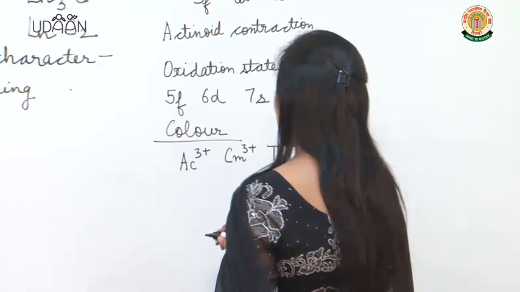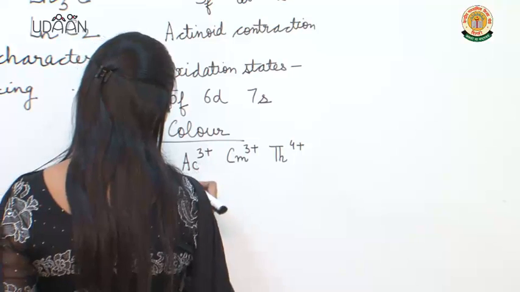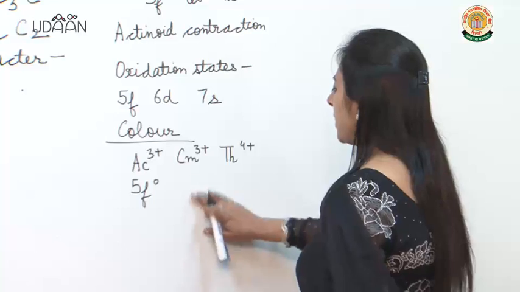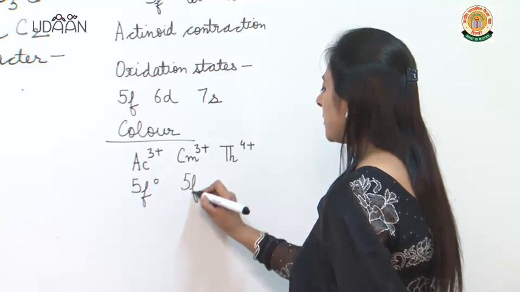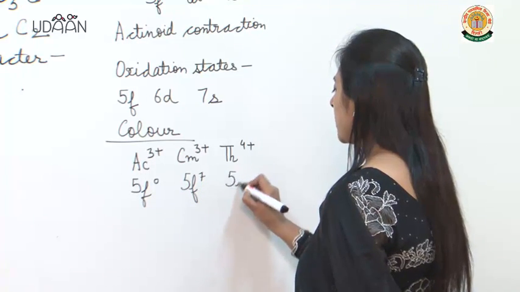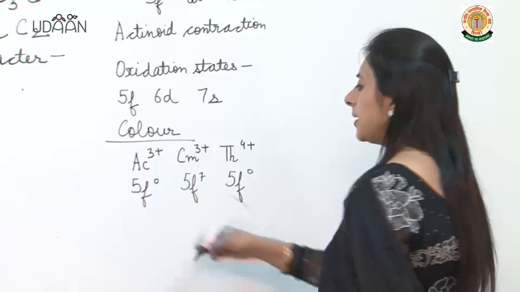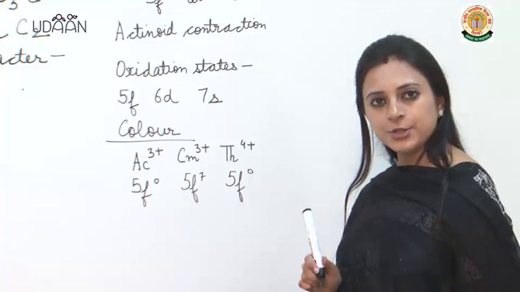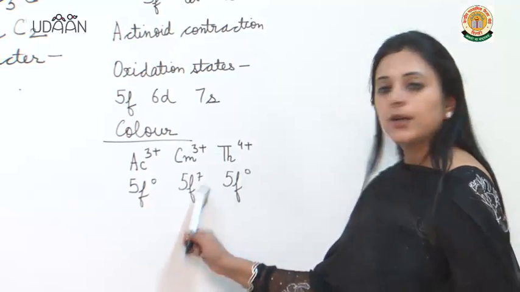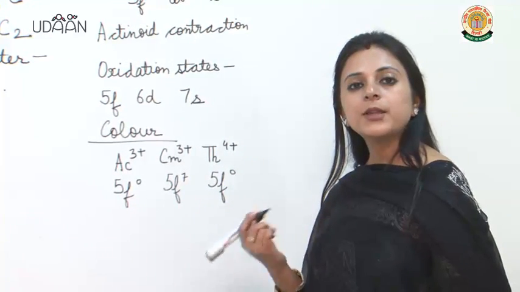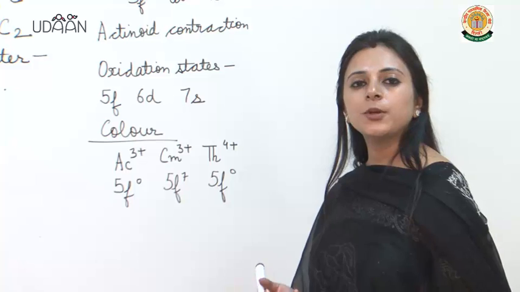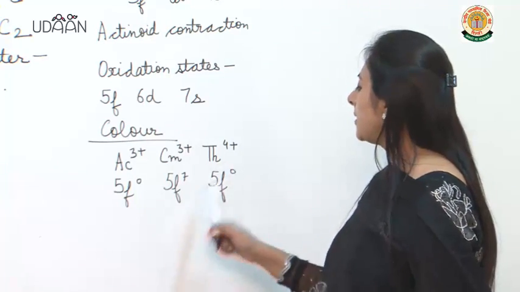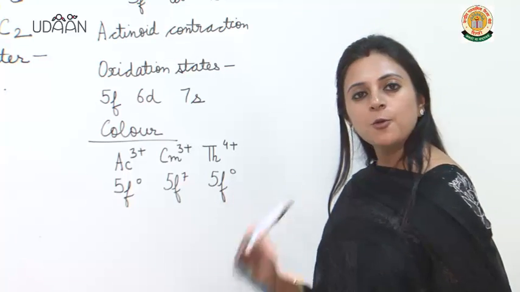Now why is this so? Because actinium 3 plus is 5f0, curium 3 plus is 5f7 and thorium 4 plus is also 5f0. Now here there are no unpaired electrons for f-f transition to take place. Here electrons are there, but there is no vacant f orbital for the transition to take place, and here there are no unpaired electrons.